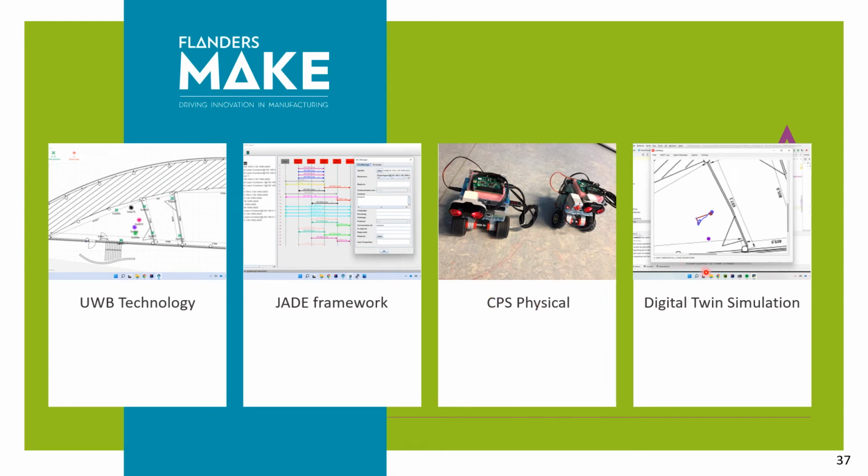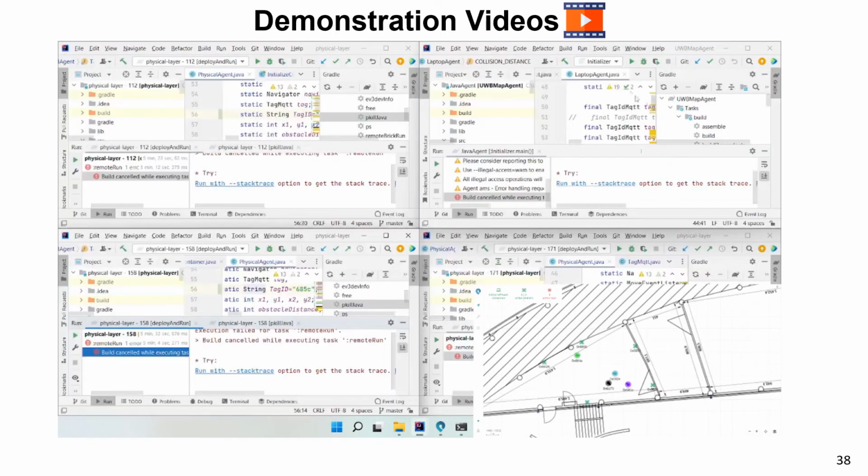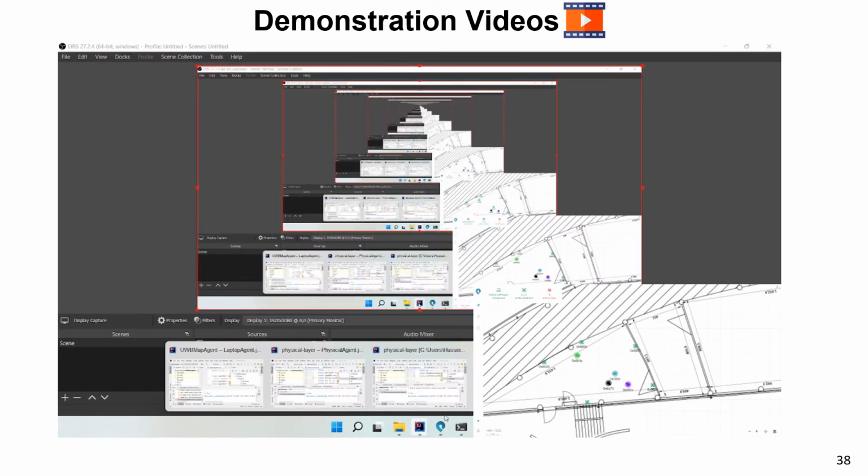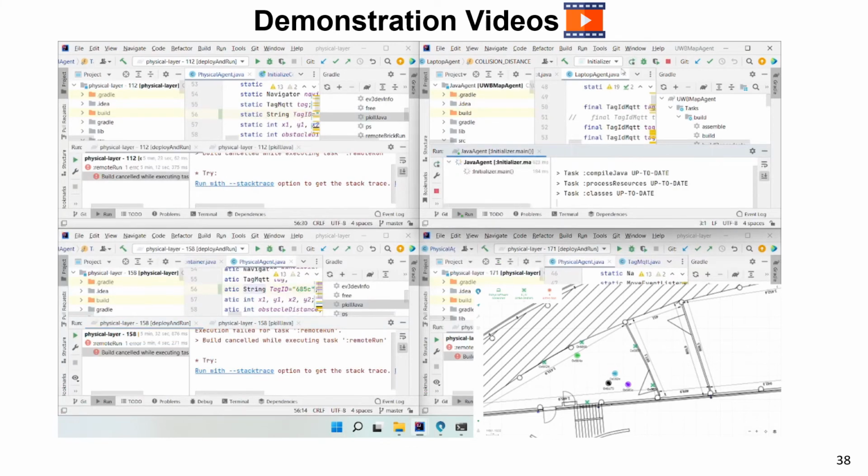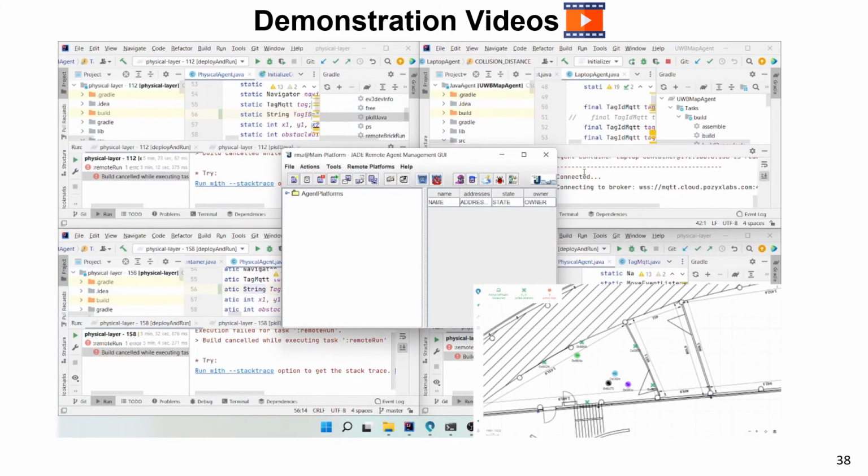obstacles and collisions. And finally, we have our digital twin simulation graphical user interface where we can simulate and determine the deviation level between the physical agent and the digital agent or simulated agents. However, now we are moving to the demonstration videos. So let's have a brief explanation of the system.